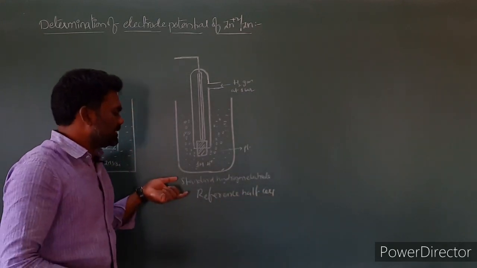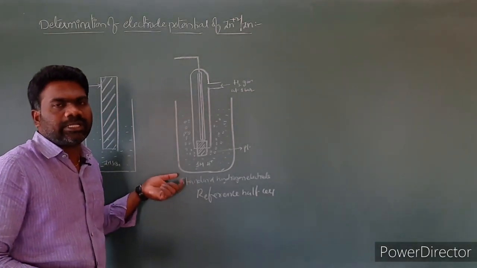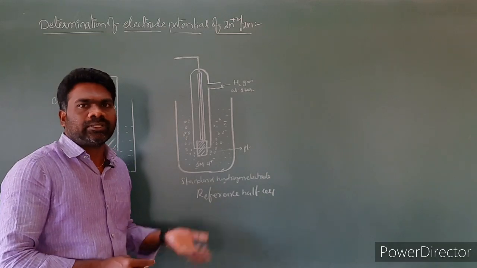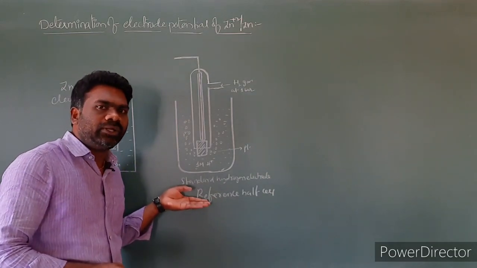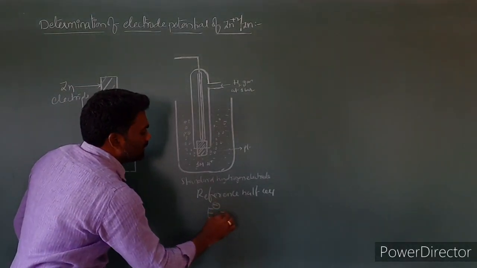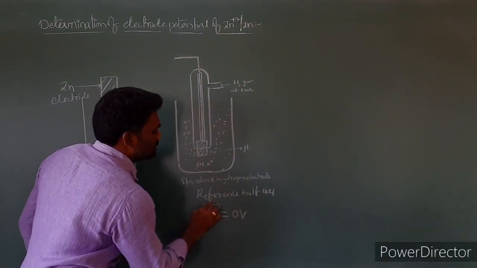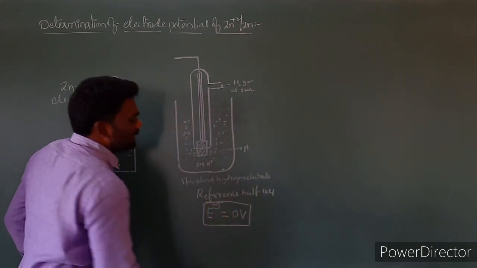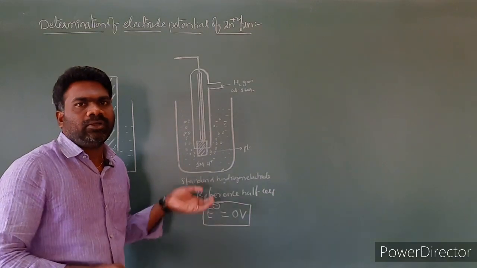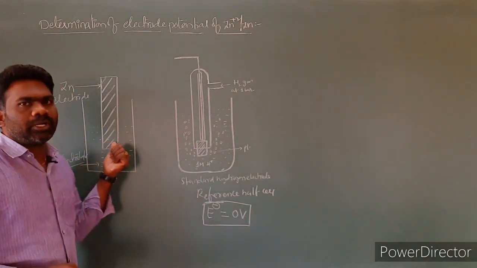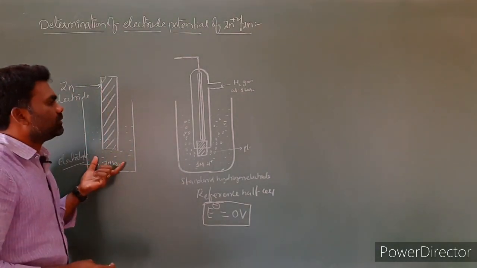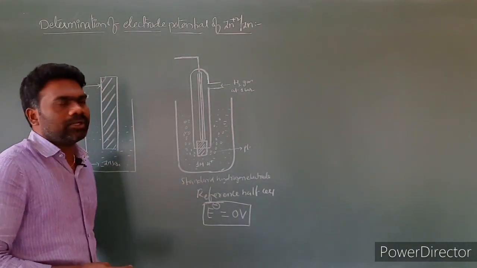Depending upon the other half cell, the standard hydrogen electrode will undergo oxidation or reduction. That means it can act as an anode, and it can act as a cathode. Its standard electrode potential will be taken as 0 volts. So by taking this standard hydrogen electrode, we are able to find out the electrode potential of the other half cell. So we have to connect this half cell to the standard hydrogen electrode.